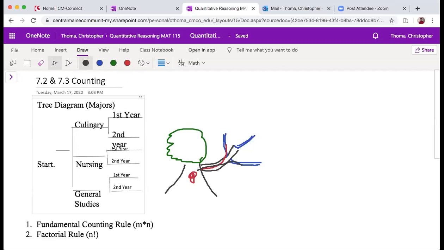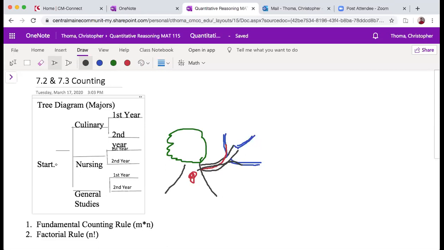So Alyssa, she's not here with us today, but she's in the culinary program, right? I'm not sure what year group she is in, but she would be put into one of these groups. I was also a culinary student, and I could be in one of these groups. And then we have nursing, general studies, and it could break down more from there.